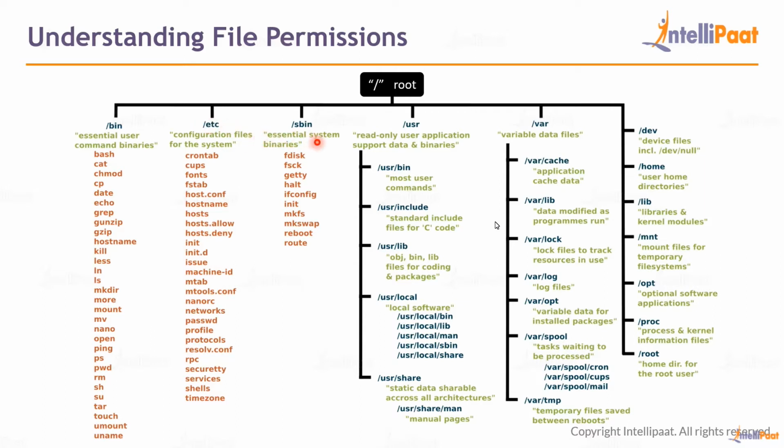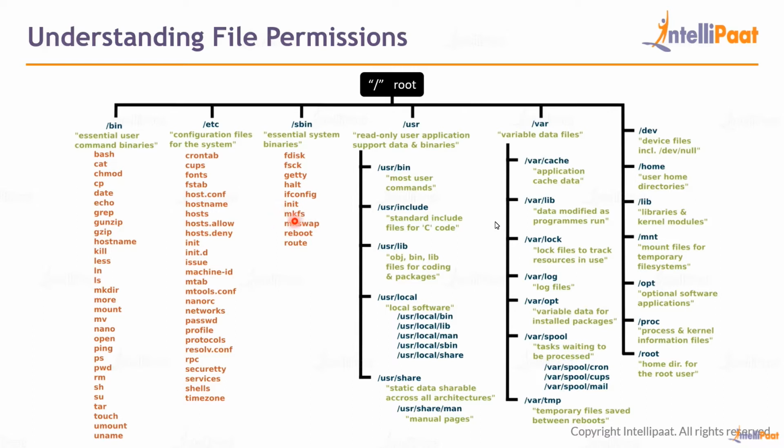And then going to /sbin, essential system binaries. Again, /bin is for the user command binaries, and sbin is for system binaries. So you can see fdisk, fsck, getty, halt, ifconfig, reboot, mkswap, mkfs. So these are all system based commands.